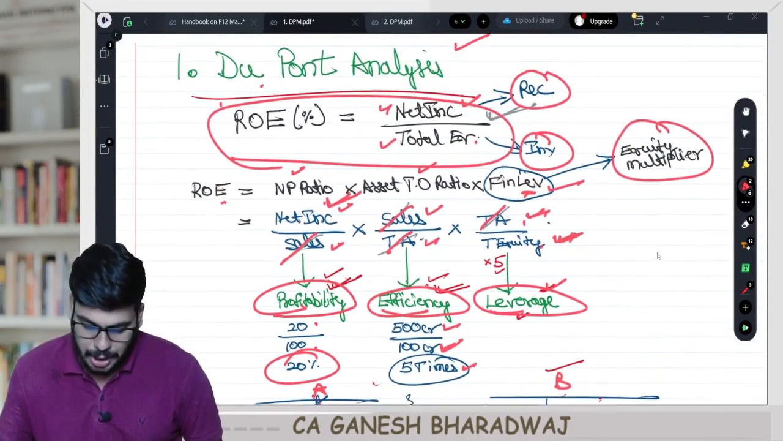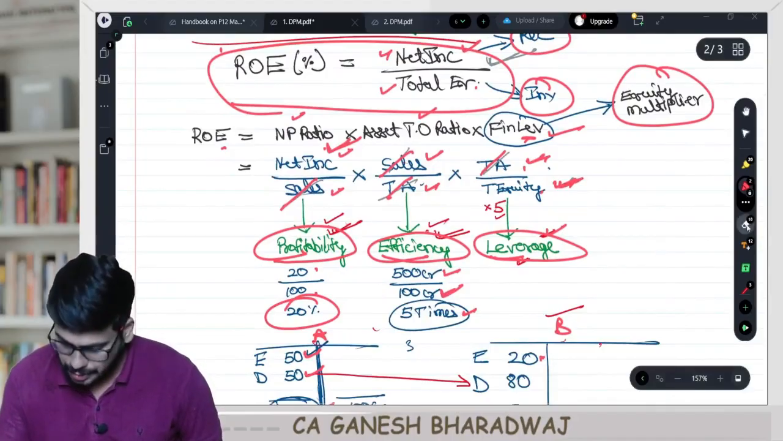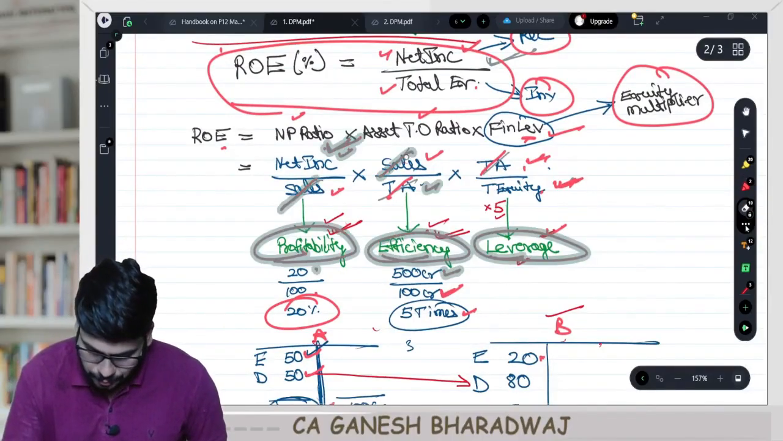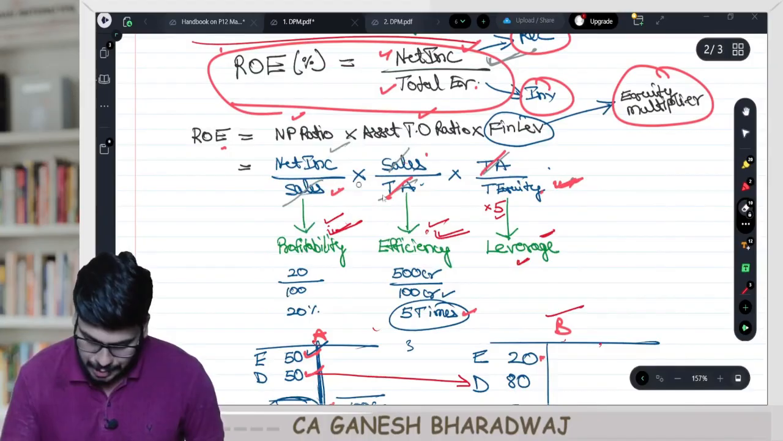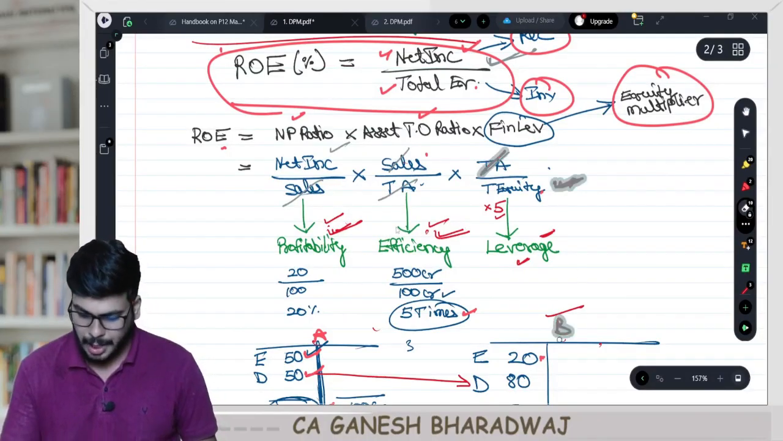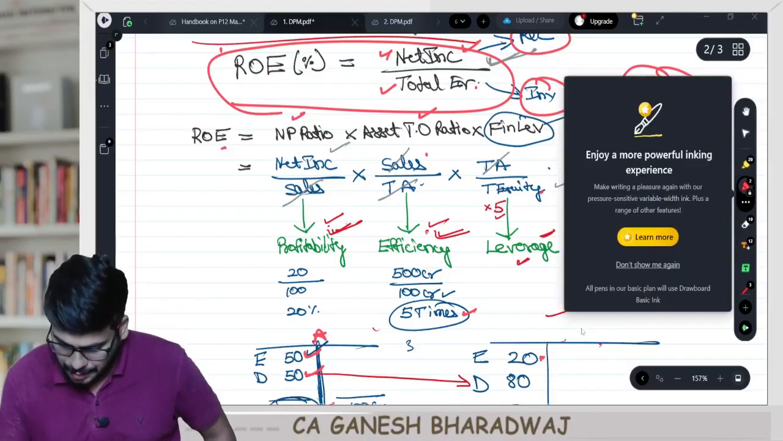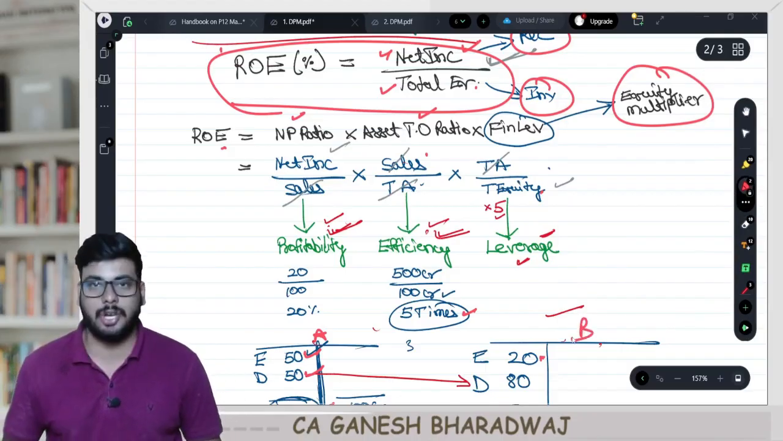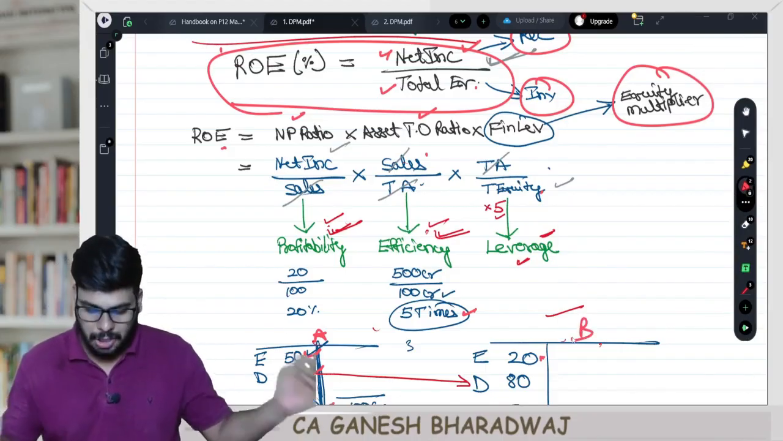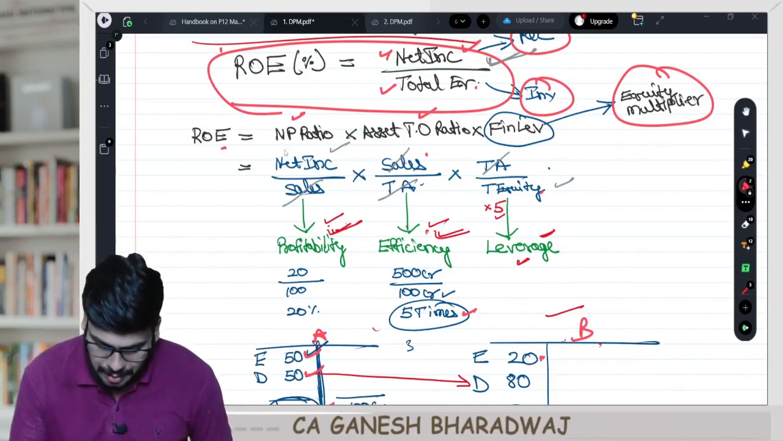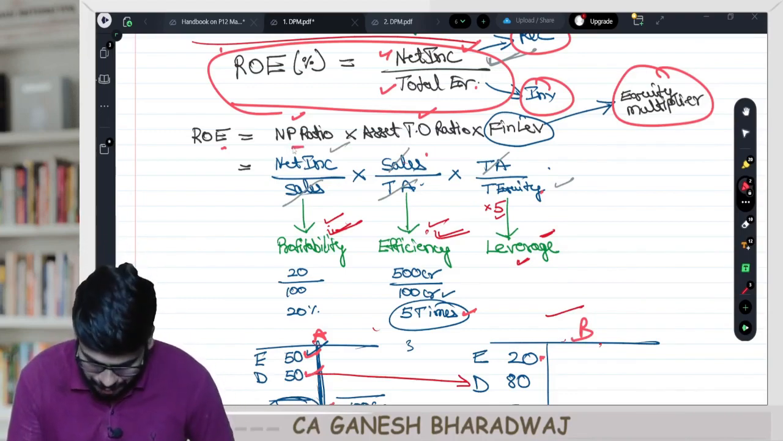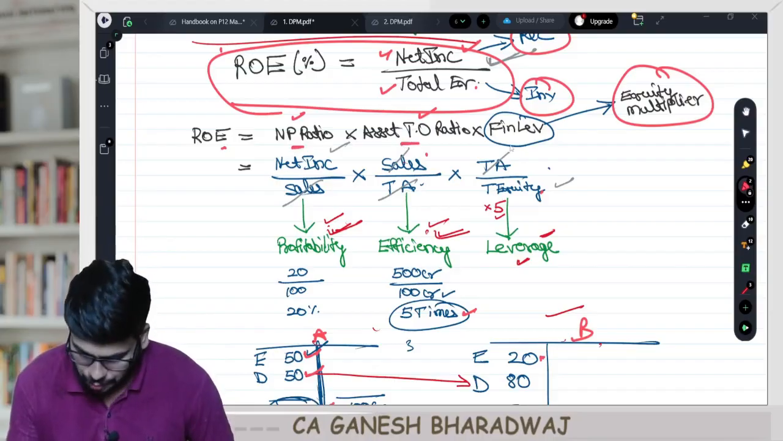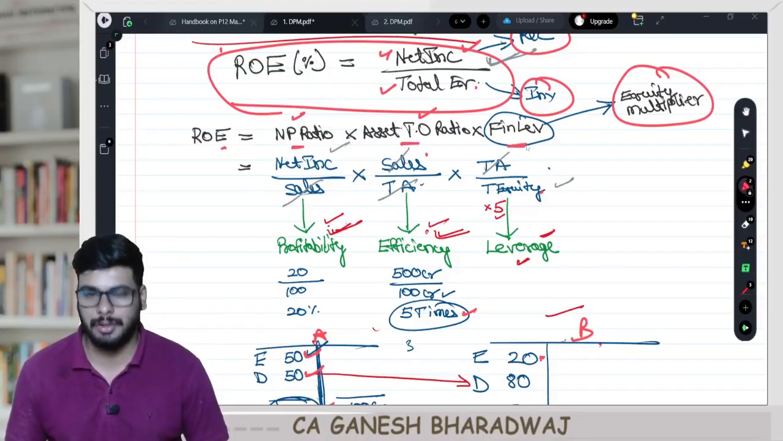Wait. Now, what happens here is, this is where Dupont analysis becomes really, really helpful for us. We just saw that the return on equity is nothing but the multiplication of your net profit ratio, your asset turnover ratio, and your financial leverage. Are you clear with this?